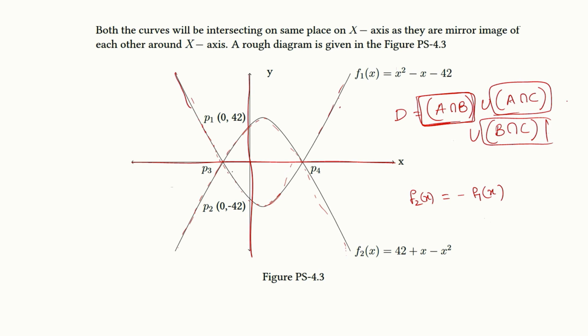In order to find the number of elements in A intersection B, this is the points on A and this is points of B. The points which lie on both the curves are nothing but the intersection points P3 and P4. Observe that they are the roots of this quadratic equation. So P4 will be my point (6, 0) and P3 will be my point (minus 7, 0). So I will be having two elements from A intersection B, which are P3 and P4.